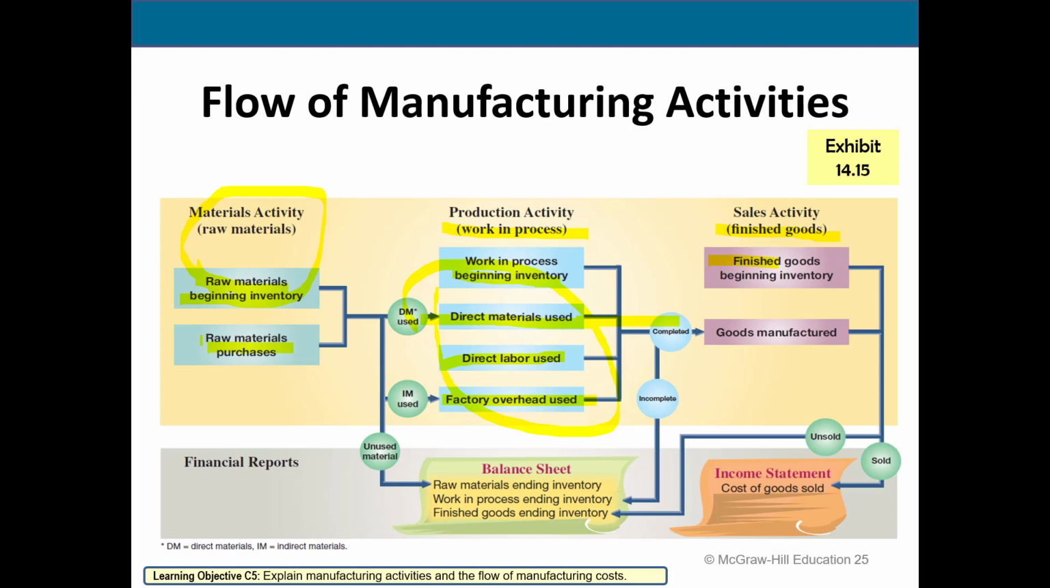So this, we would also have most likely beginning finished goods inventory, and then we would add the cost of the goods manufactured. When they're sold, they will go as cost of goods sold on the income statement, and if they are not yet sold, they will be on the balance sheet here as finished goods inventory.